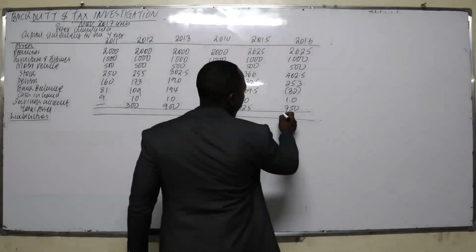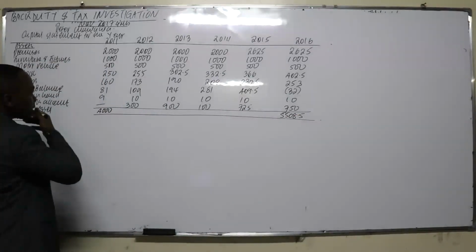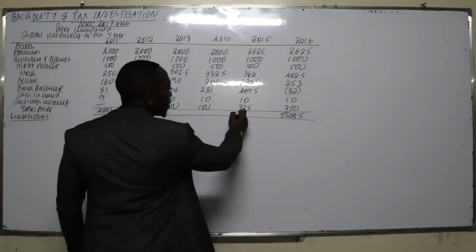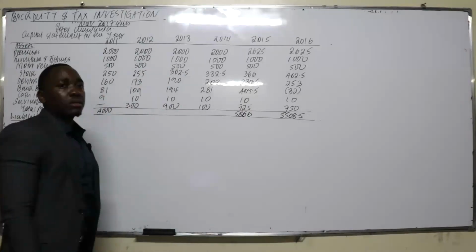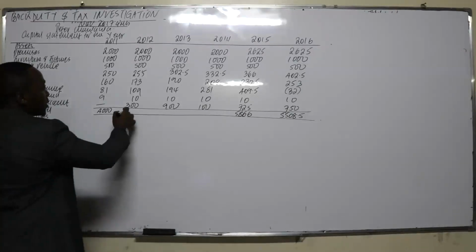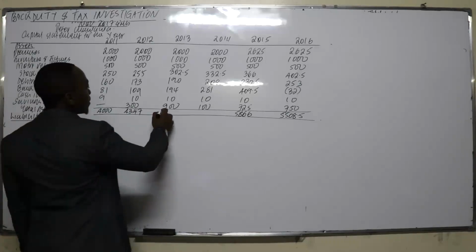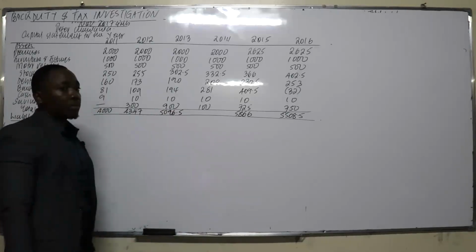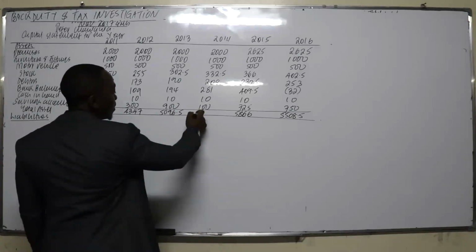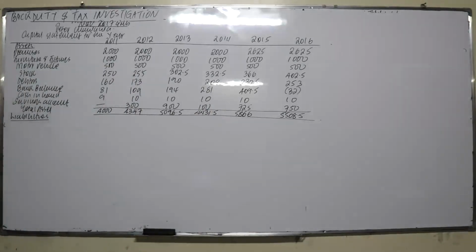2016, 0.5. 2011 it's 4,000. 2012, 347, 50, 1.5. Then we deduct the liabilities.